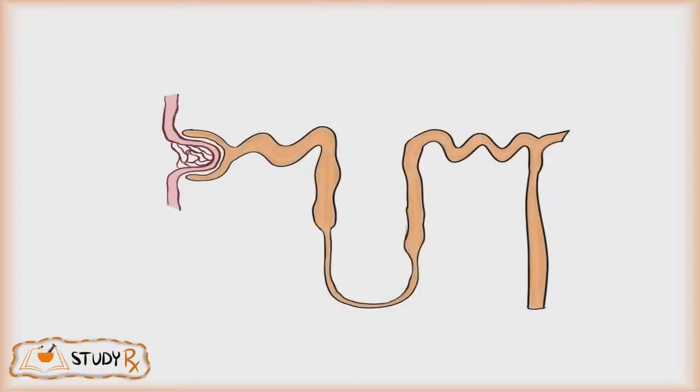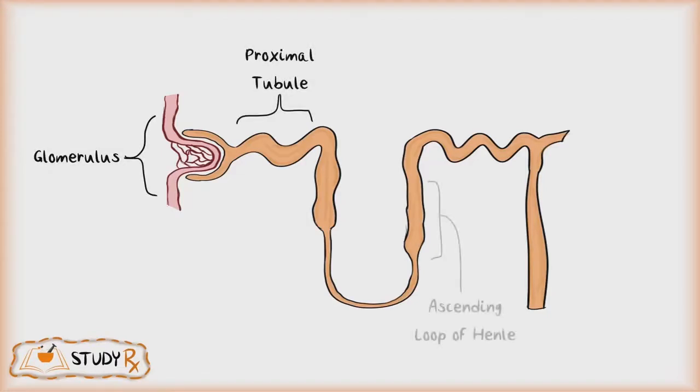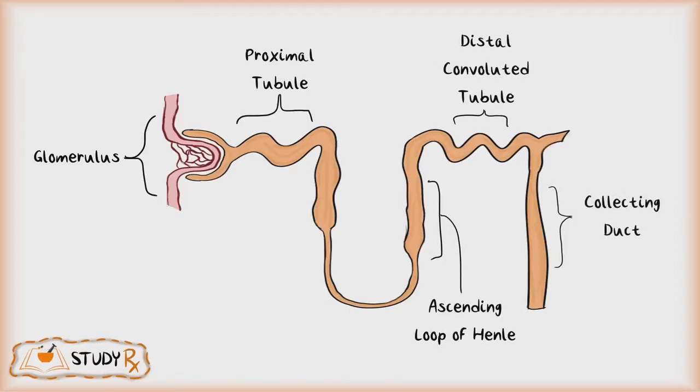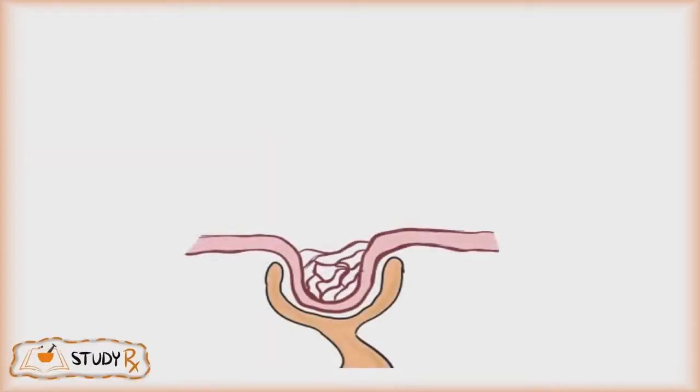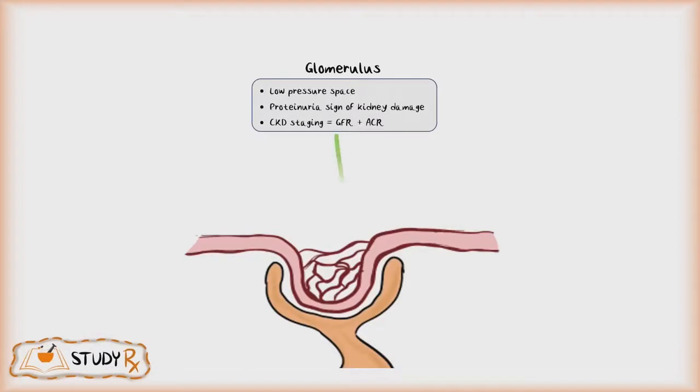For the physiology of the kidneys, I'm going to focus on 5 portions. These are the ones that are most important to me. So the first one is the glomerulus, the proximal tubule, the loop of Henle, the distal tubule, and the collecting duct. The glomerulus is going to be a low pressure space in which blood travels through. This is a site that removes waste products and eliminates poisonous substances from the blood.